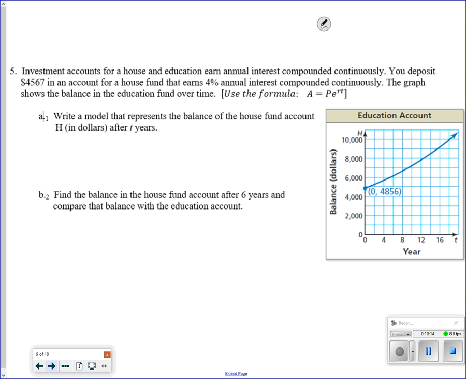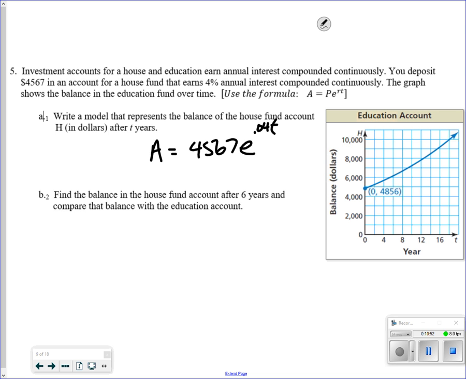Next, another investment. Investment accounts for a house and education earn annual interest compounded continuously. You deposit 4,567 in an account for the house, and that earns 4% annual interest continuously. The graph shows the balance of the education fund. So here's the education fund. And now write a model that represents the house fund. So A equals, we're going to put $4,567, e raised to the r, so 0.04, and t.